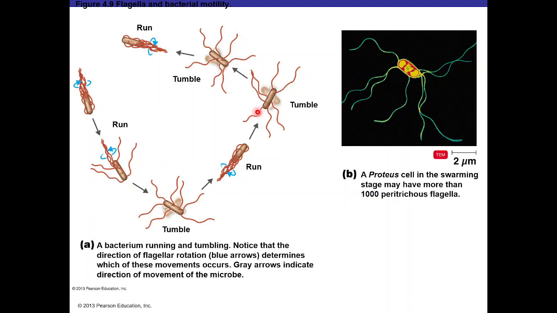And then some bacteria, like in the case of Proteus, this is Proteus, they have multiple flagella. It's peritrichous flagella. They have more than 1,000 around. So they have a movement that is called swarming.